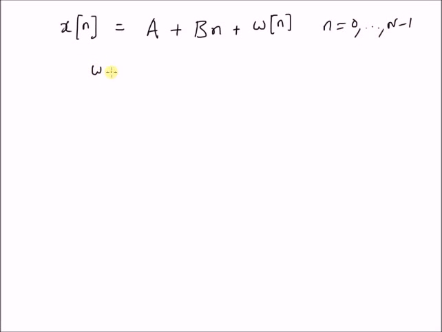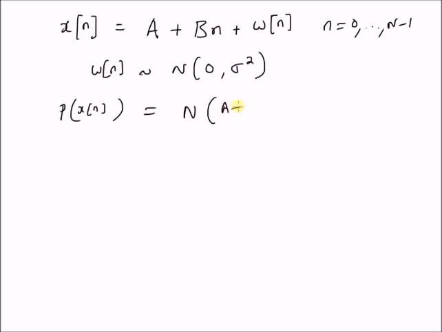Here the noise is white Gaussian, that is, it has a normal distribution with mean equal to 0 and variance equal to sigma squared. Clearly, the distribution of the observations x of n is a normal distribution with mean equal to a plus b times n and the variance equal to sigma squared. So basically, the mean of the observations changes with the observation index n and the variance is a constant sigma squared.